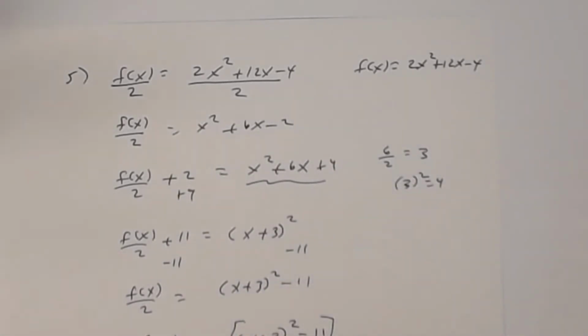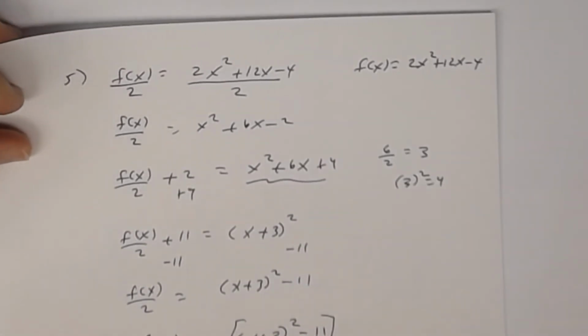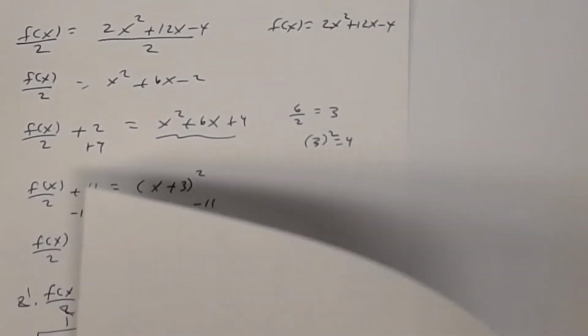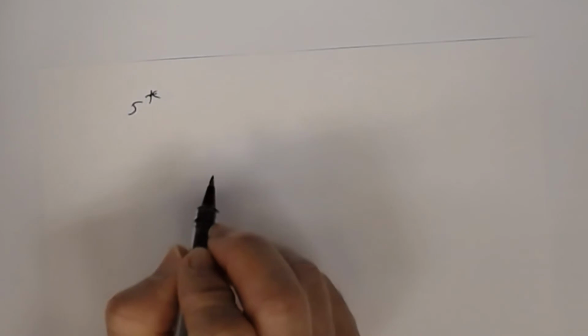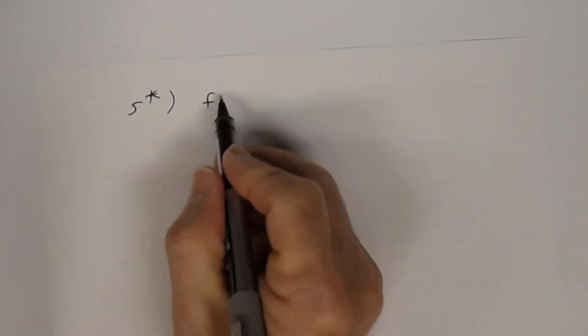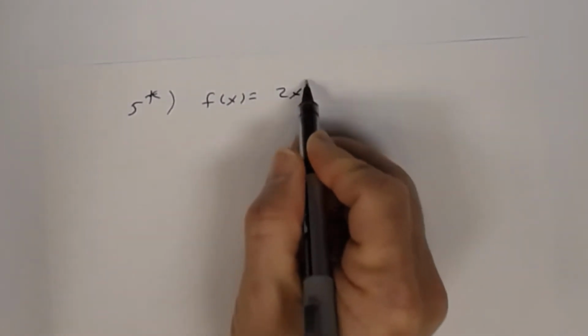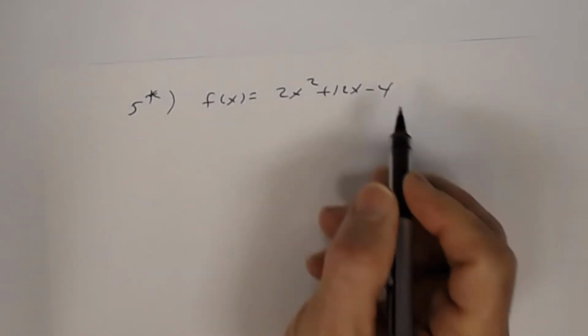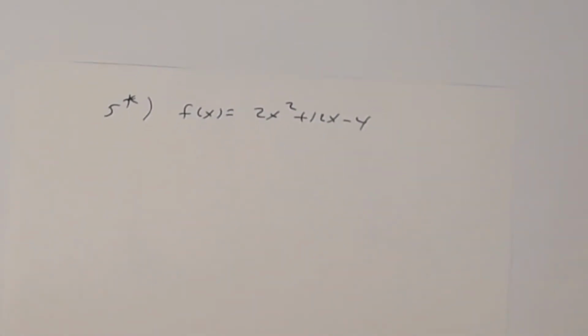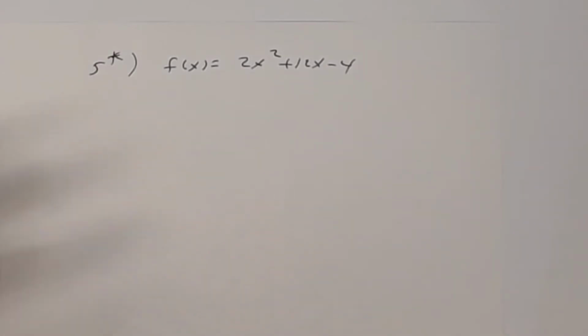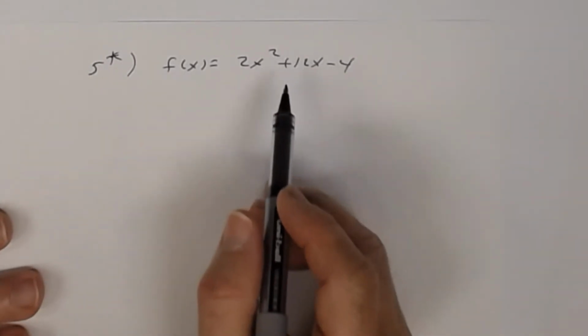So the more knowledge you have about doing things in different ways, the better you're able to deal with future situations. So this is 5 star. Let's call it 5 star. So we have f of x equal 2x squared plus 12x minus 4. Now, when looking at both ways, you're going to have to decide which approach you take. Sometimes knowing both approaches may help you in different situations. But here's the second approach.